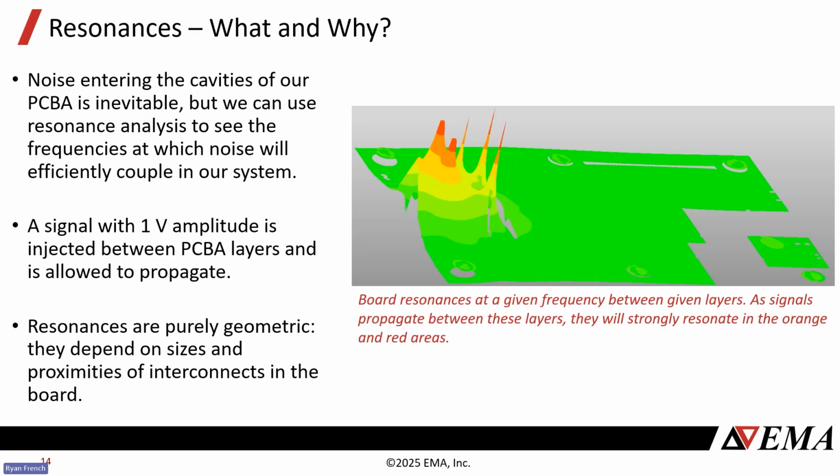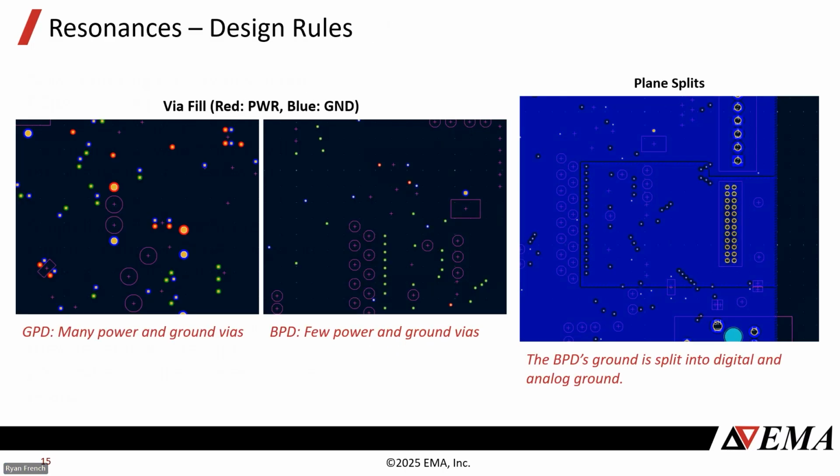They depend on the sizes and proximities of your interconnects, and also on the vias that you use. And so what rules did I follow for resonances? Via fill, this will come up again because it is very important. On the good design on the left, red are the power vias I have, and blue are ground vias. And you can see there's a lot of them. I'm pretty far zoomed in here. Here's a capacitor size, and we've got a lot of signal, ground, and power vias here.